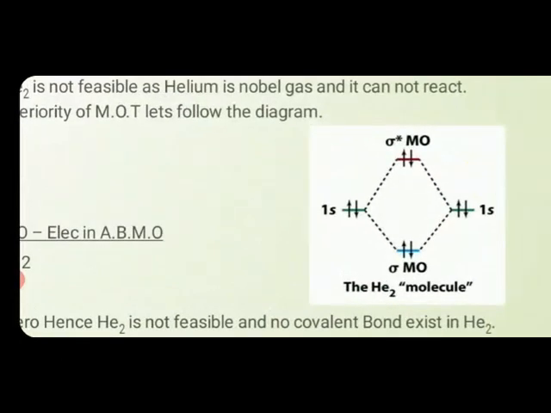Helium has atomic number two. So 1s2 is its electronic configuration. And these two 1s2 orbitals combine to form bonding and anti-bonding orbitals. So there is a total of 4 electrons. 2 electrons are placed in the bonding molecular orbital and the remaining 2 are placed in the anti-bonding molecular orbital.